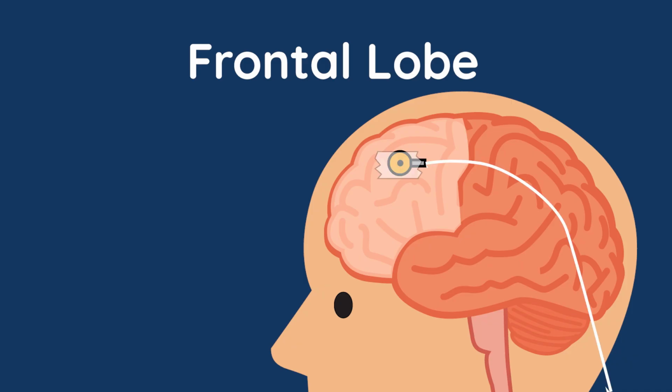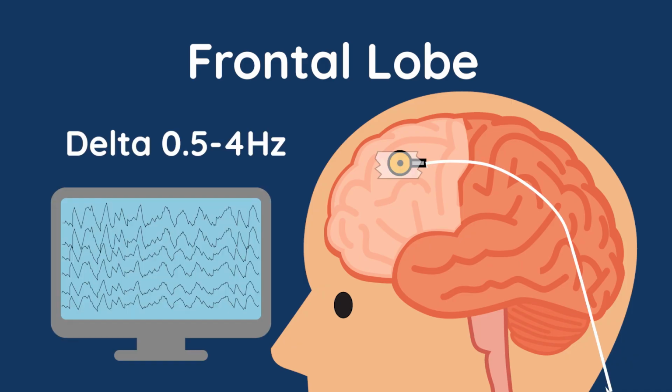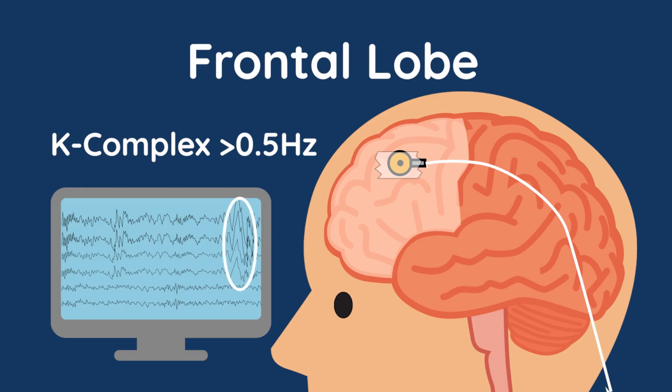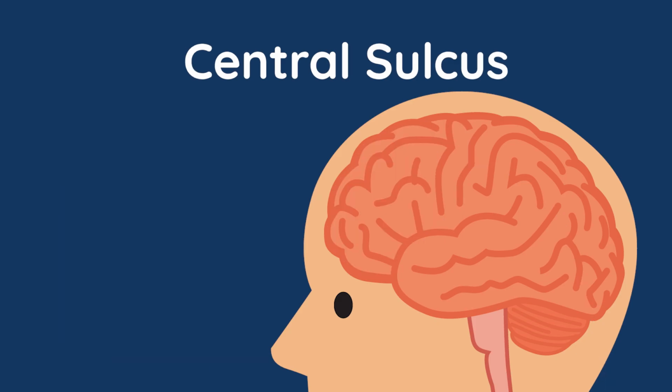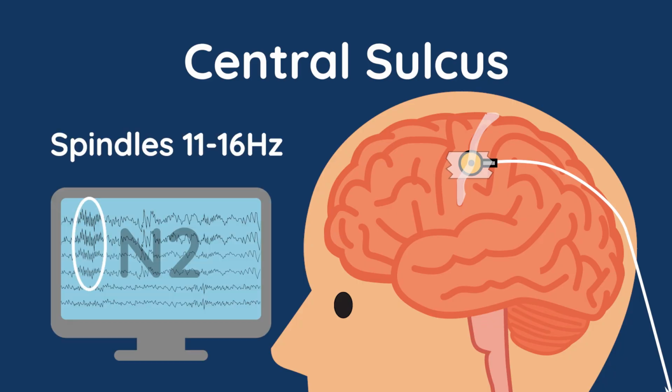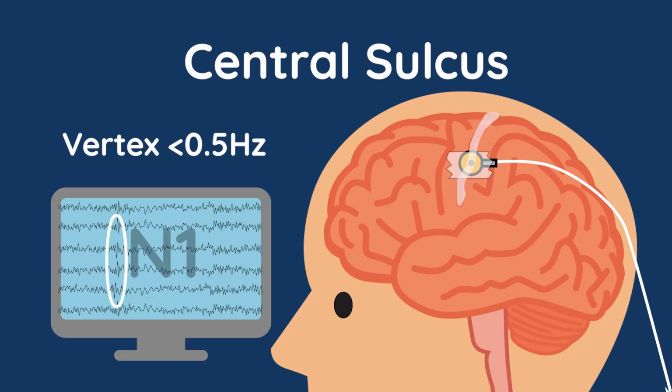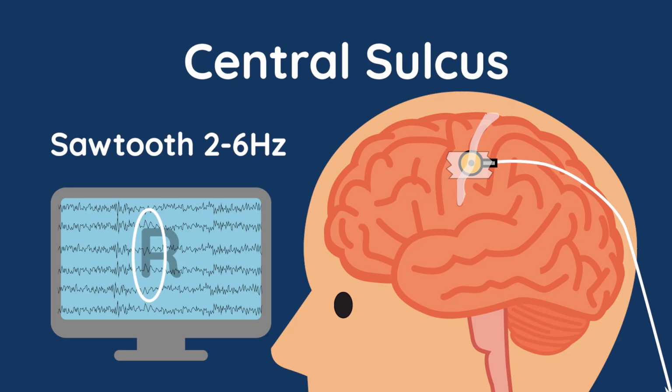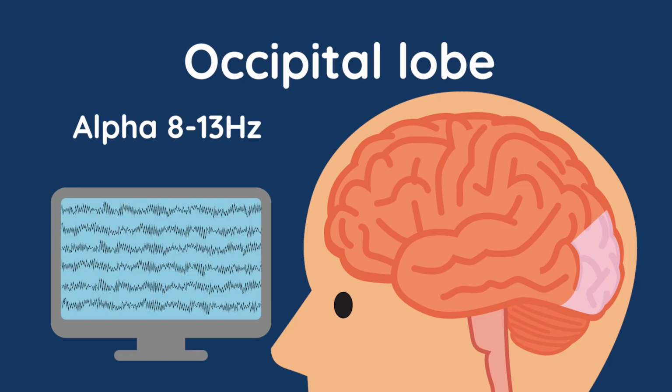The waveforms that we look for on the polysomnogram show up maximally over different lobes or regions of the brain. On the frontal lobe, where we place F3 and F4, we're looking for delta waves or slow waves seen in N3 sleep. The frontal lobe is also where we see K complexes. The central sulcus, where C3 and C4 are placed, we look for sleep spindles, vertex sharp waves, and sawtooth waves in REM. Over the occipital lobe, we see alpha rhythm. For children, this is also referred to as posterior dominant rhythm.